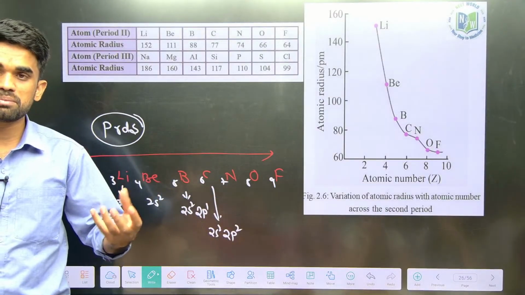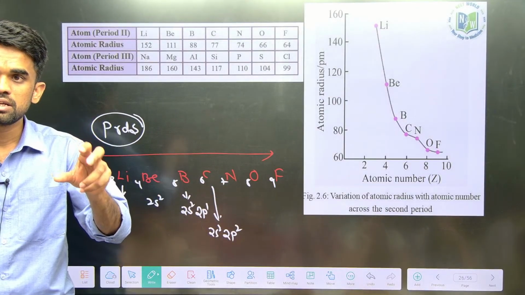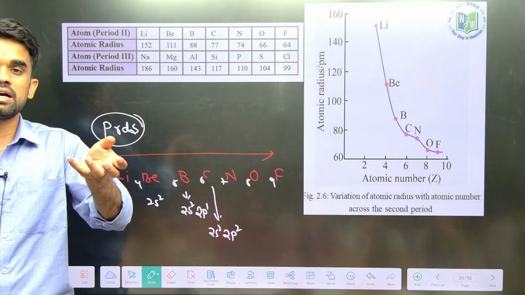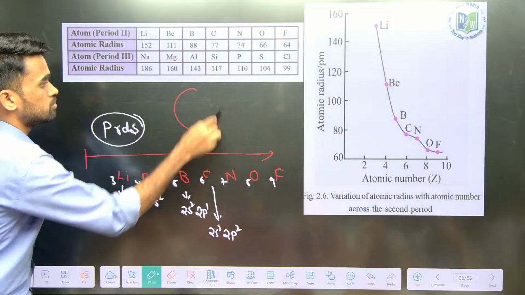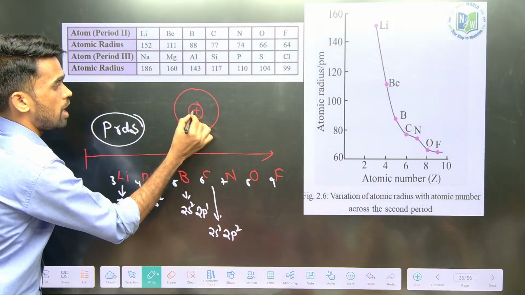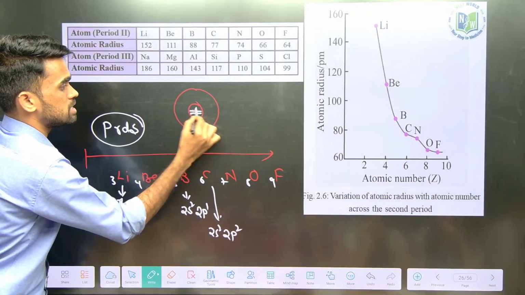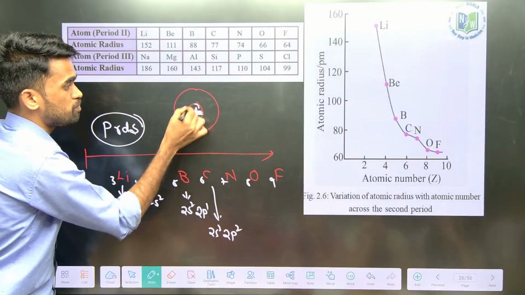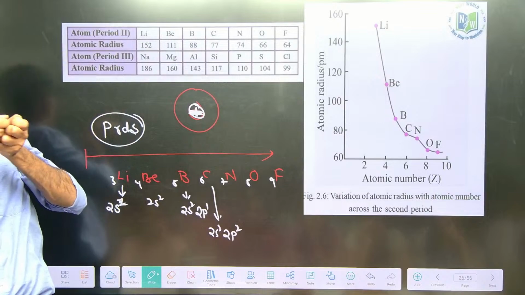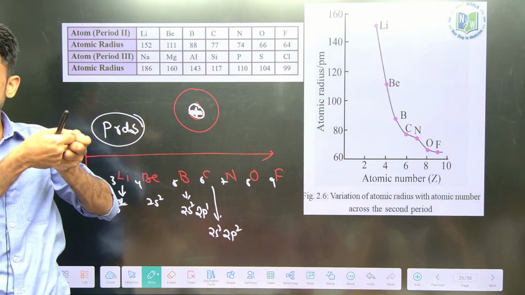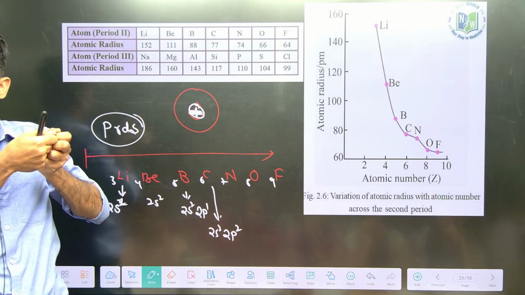Atomic number is increasing means number of protons increasing, which means positive charges. This is the atom. Here we have the nucleus. So atomic number is increasing means positive charge is increasing or not? If positive charge is increasing, what will it do? It will attract the electrons more towards itself. Now what happens to size?